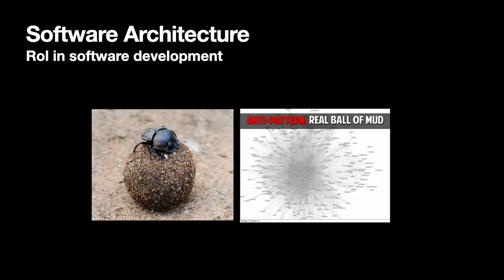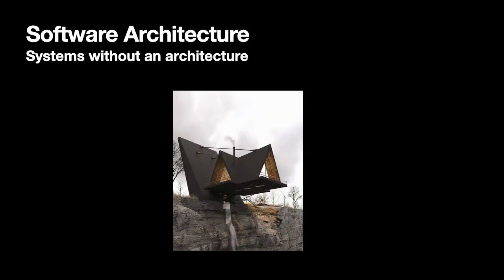Defining an architecture allows us to clearly establish roles, responsibilities, and relationships among the components of a system. Not having an architecture leads us to the real ball of mud anti-pattern. Systems lacking architecture are highly coupled, fragile, and difficult to modify, thereby reflecting a lack of vision and direction.